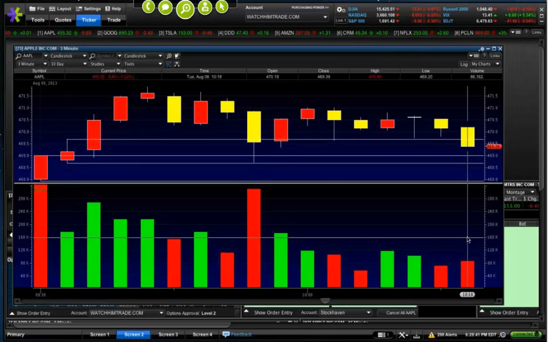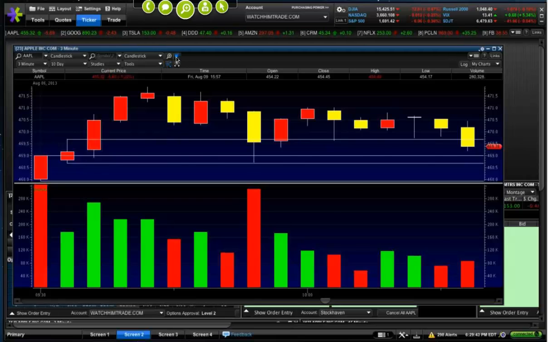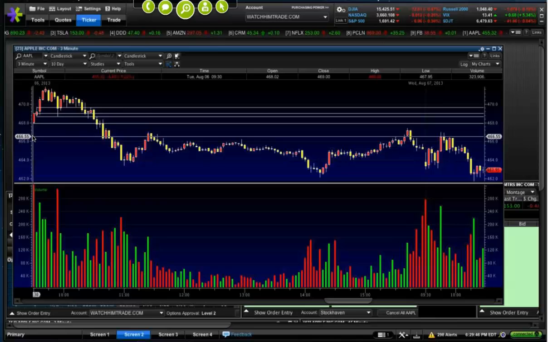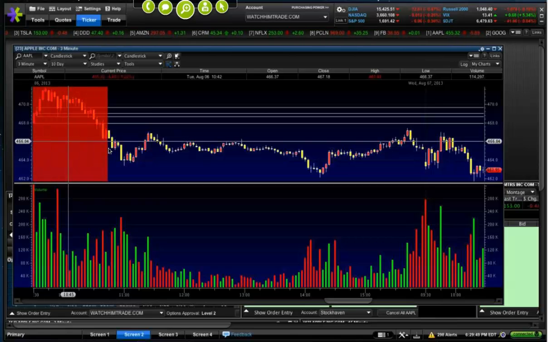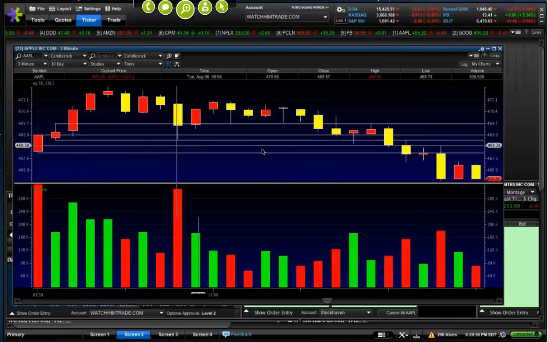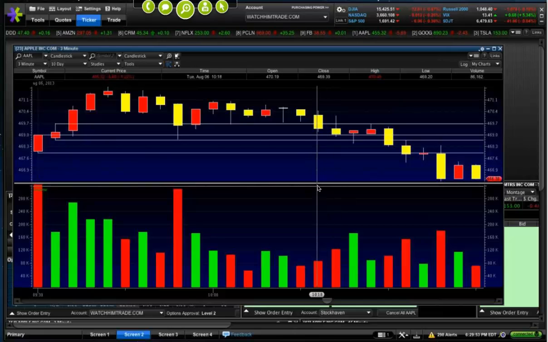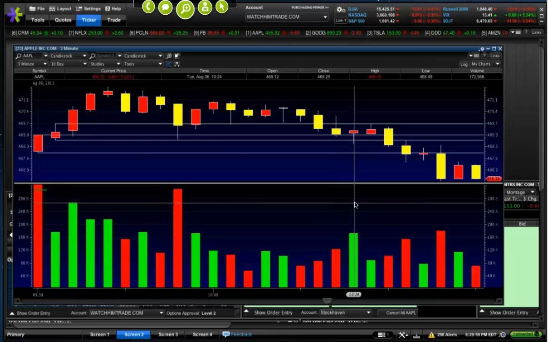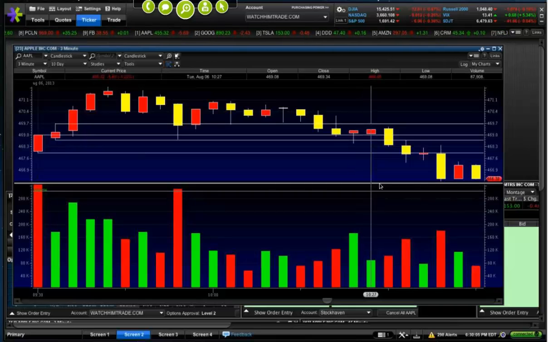So 10:18, we close below the initial 6-minute high. All right, that happens at 10:18. We get another close below the initial 6-minute high at 10:21. Then we pierce the initial 6-minute low for the first time all day at 10:24. And then look at the rally at 10:27.